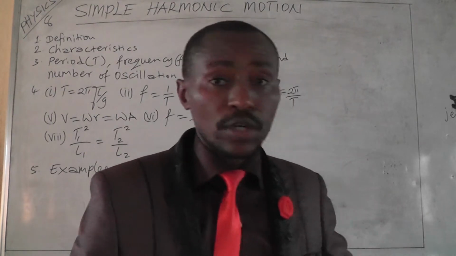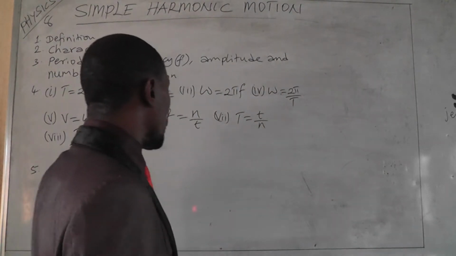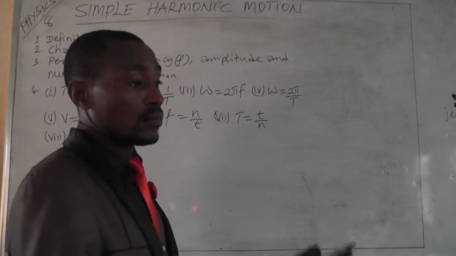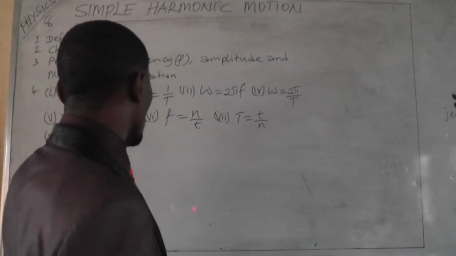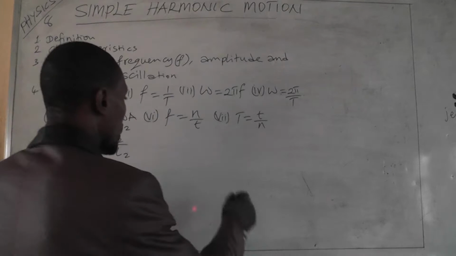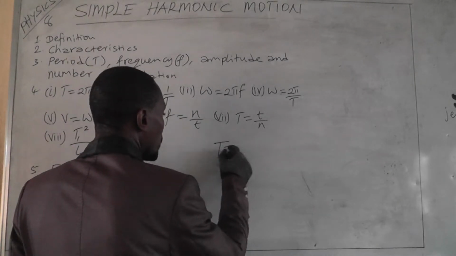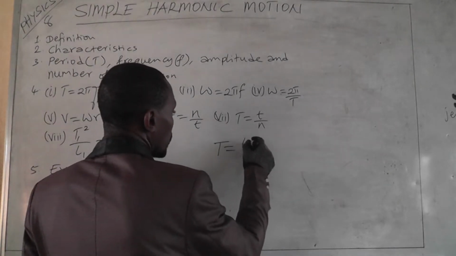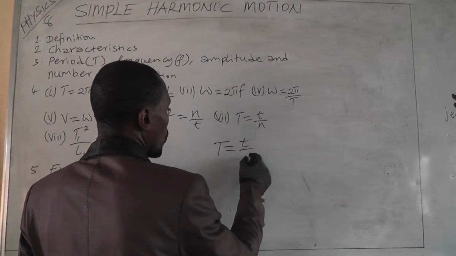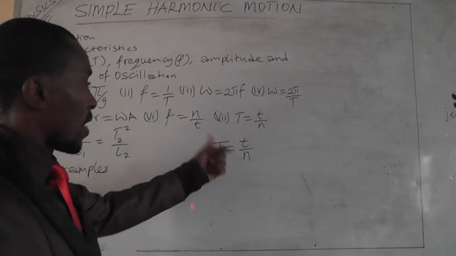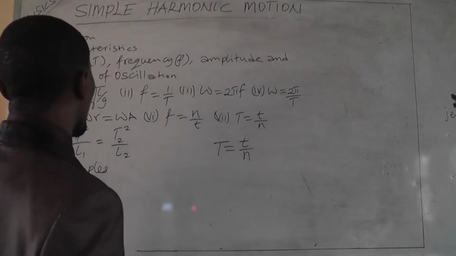Now I've done that definition. I'd like us to see the relationship between period and the time we talk about. We have period T is equal to small letter t over the number of oscillations. We will see it inside later. Now, that is for period.